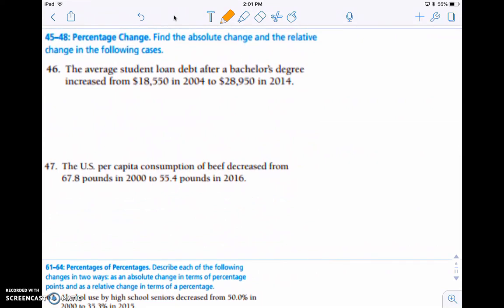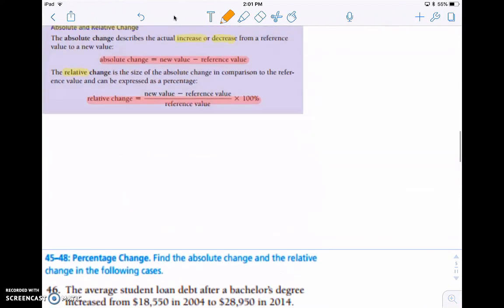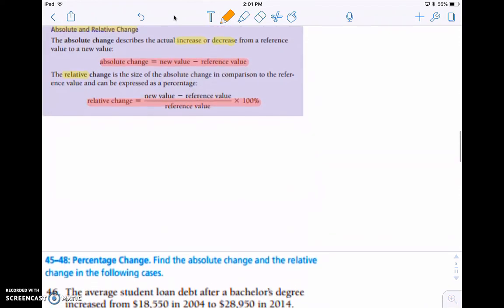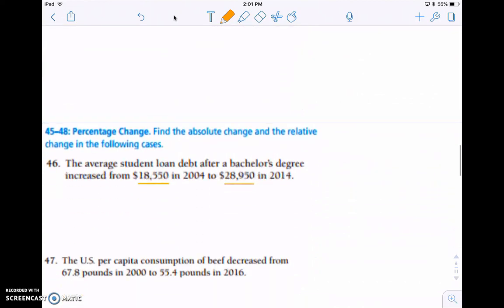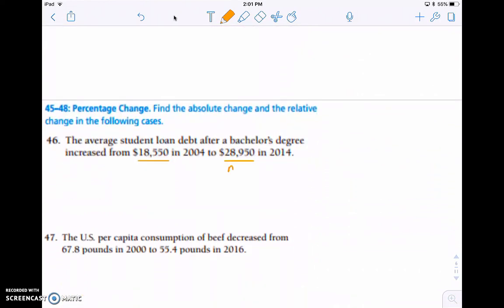We have the average student loan debt after a bachelor's degree increased from $18,550 to $28,500. So again, what we're doing here is first finding the absolute change. Take the new value minus the reference value. This is the new value, and this is the reference. You could also think of it as the old value or the starting point.